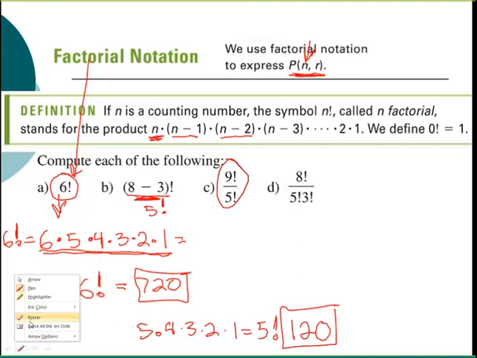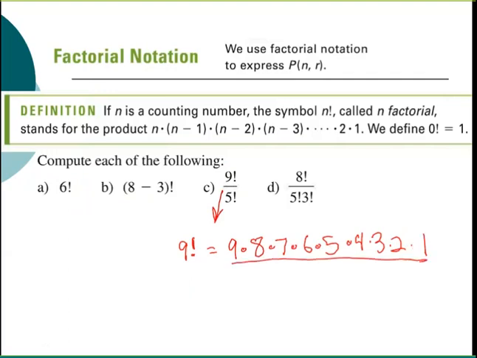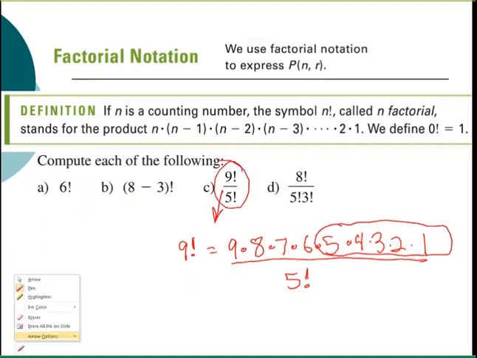And what's going on here, I'm going to erase my slide, is that this is a little bit different. If I write this out, 9 factorial is equal to 9 times 8 times 7 times 6 times 5 times 4 times 3 times 2 times 1. And 5 factorial is equal to this stuff right here. So whenever you have a division problem, you actually want to set it up so that you can cancel. And I would have actually written it out a little bit differently if this wasn't my first time explaining it to you.